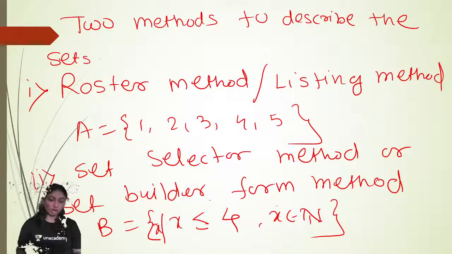Instead of writing all the elements which are less than or equal to 4 and belong to natural numbers, separated by commas, we can write directly x such that x is less than or equal to 4, x belongs to N. It means every element in this set is less than or equal to 4 and is a natural number. Right, so this is the set builder form method.